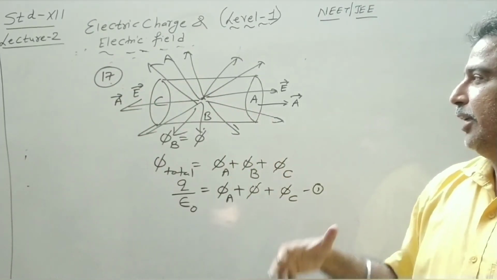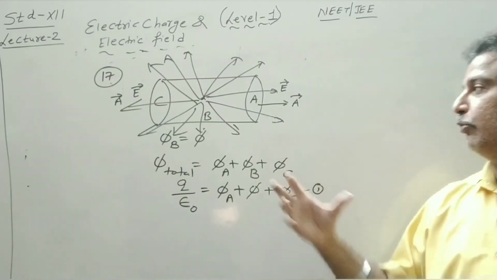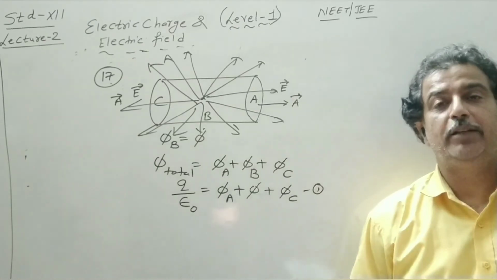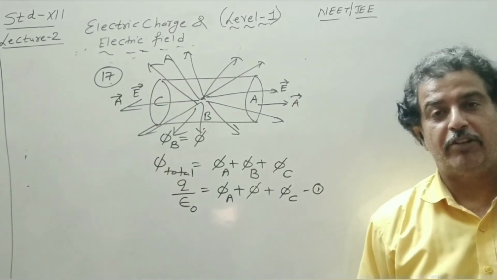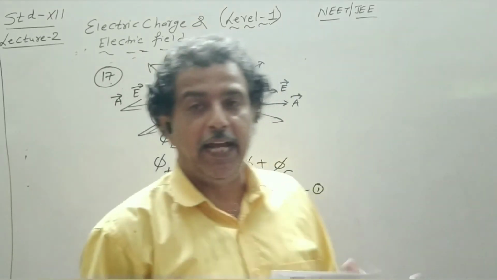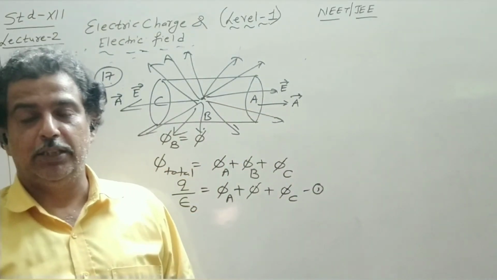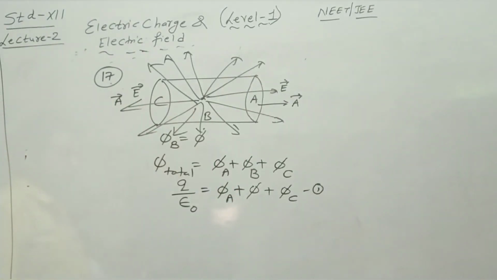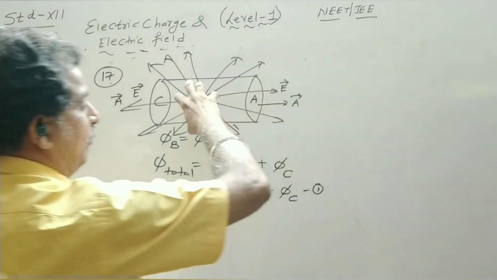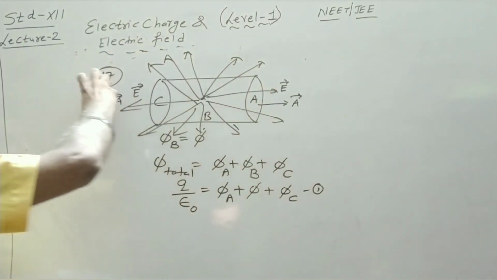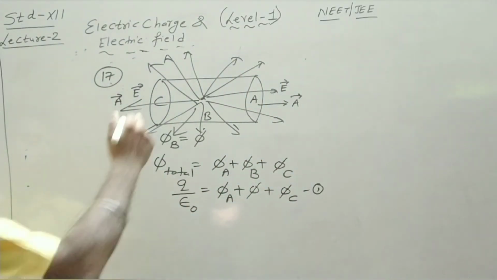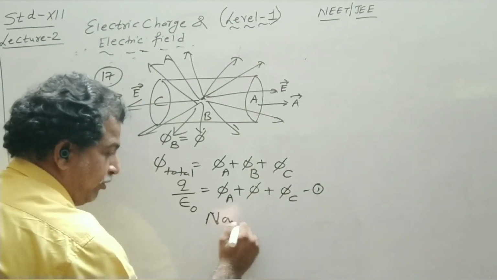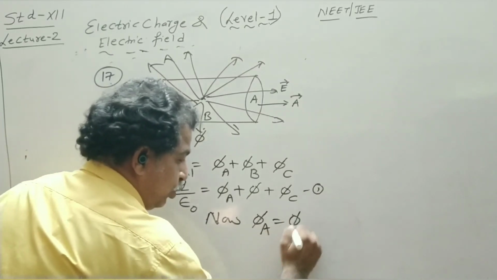Now it is clear that the flux linked with the cross section A and cross section C will be equal in magnitude. We are dealing with the flux. Flux is a scalar quantity and it is the number of field lines passing through a unit area held normal to the electric field. So from the geometry, whatever number of field lines passes through the cross section A, the same amount of field lines pass through the cross section C, and therefore, from the figure, phi A is equal to phi C.